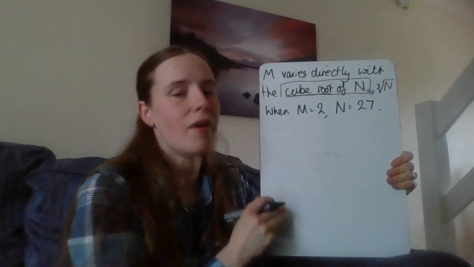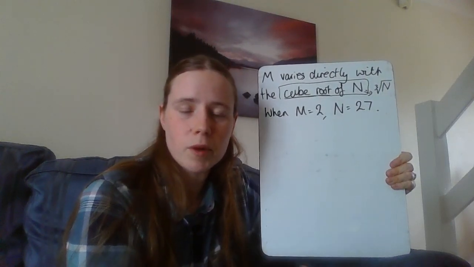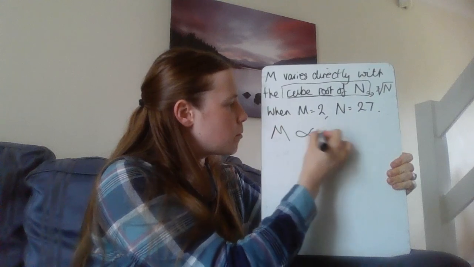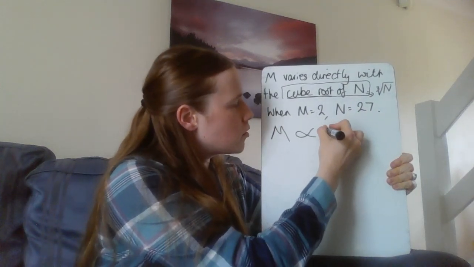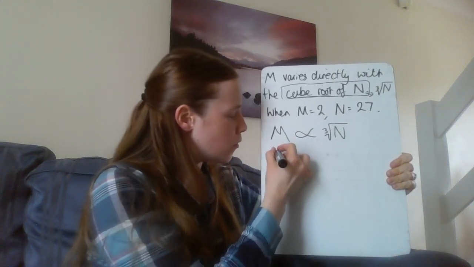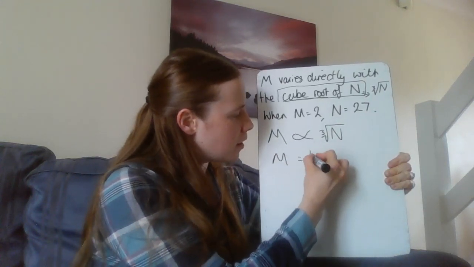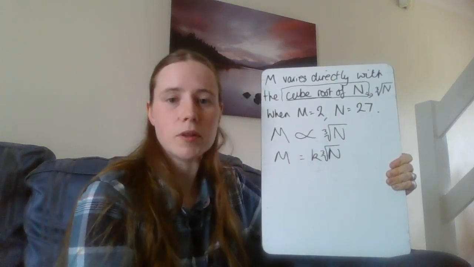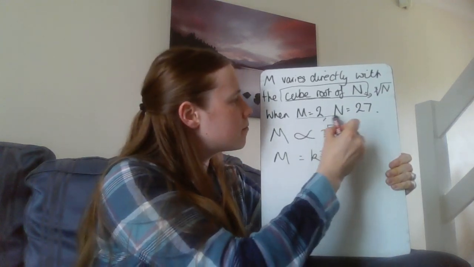So I've got them varying directly, which you might remember is another word for direct proportion. So I can say that m is directly proportional to the cube root of n. As long as I remember to pop it in there, I'll be fine. Therefore, m is equal to some value k times the cube root of n. I'm then going to put the pair of values that I was given in.